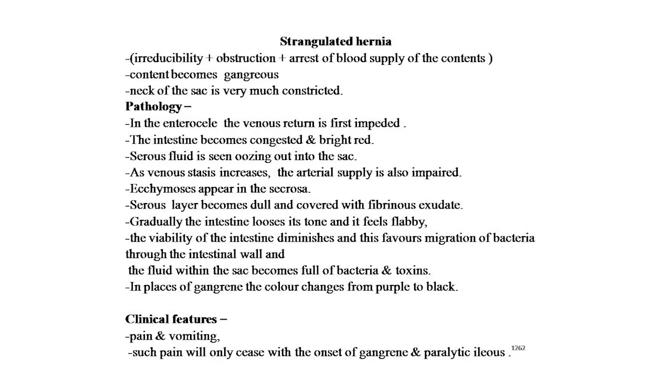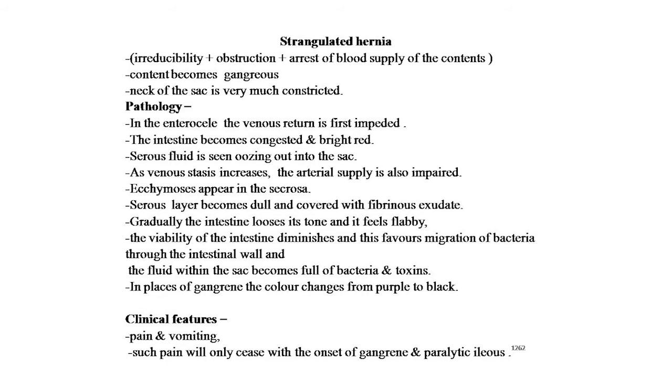The content becomes gangrenous. The neck of the sac is very much constricted. Pathology: in the intestine, the venous return is first impeded. The intestine becomes congested and bright red. Serous fluid is seen oozing out into the sac. As venous stasis increases, the arterial supply is also impaired. Ecchymosis appears in the serosa.